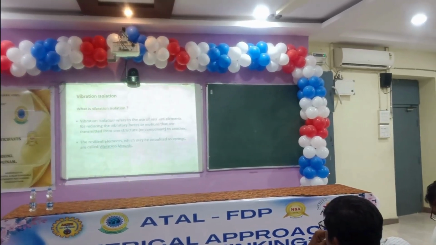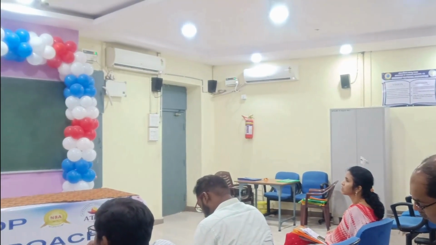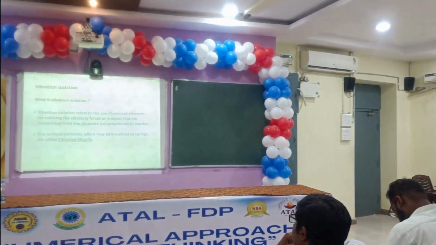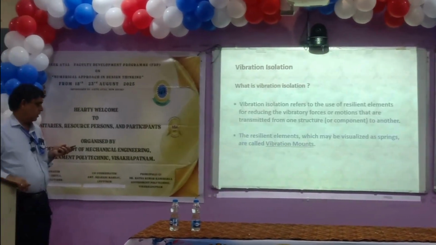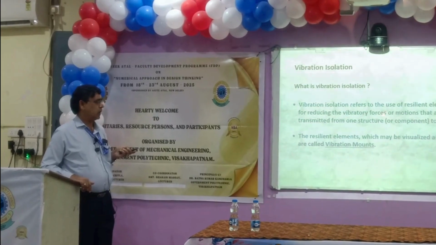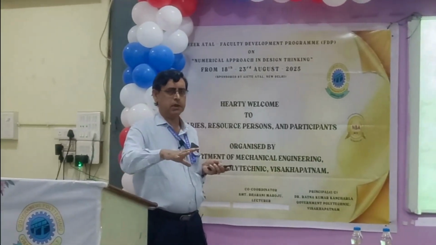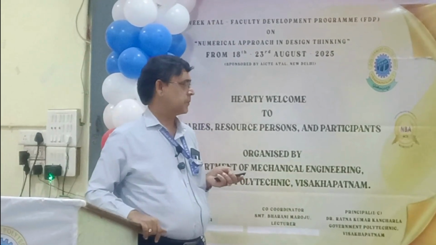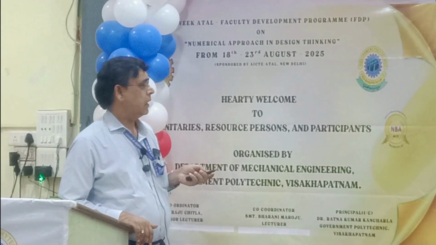You can see, the use of this word is very important: resilient elements. The rubber is a resilient element. Resilience means what? It stores energy and releases it gradually. Rubber is one such element. You have other elements also like cork and all. But rubber is more popular because it is very effective in the industry. So this is a resilient element for reducing the vibratory forces that are transmitted from one structure to another, that means from the foundation to all the surroundings. These are called vibration mounts.